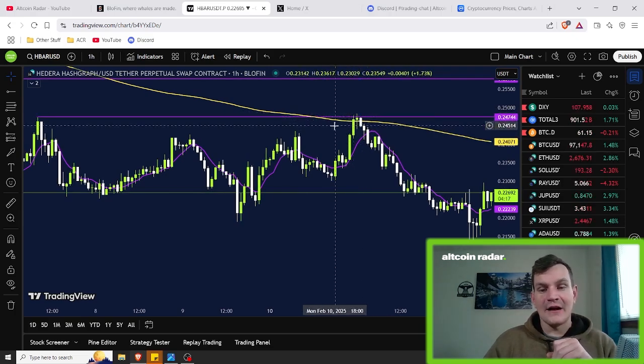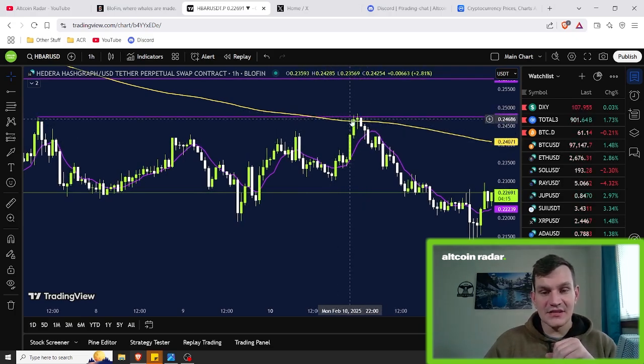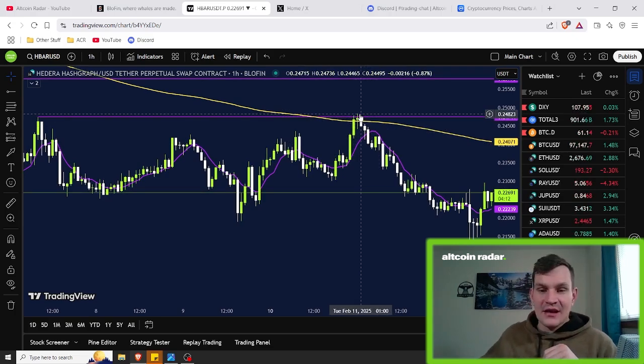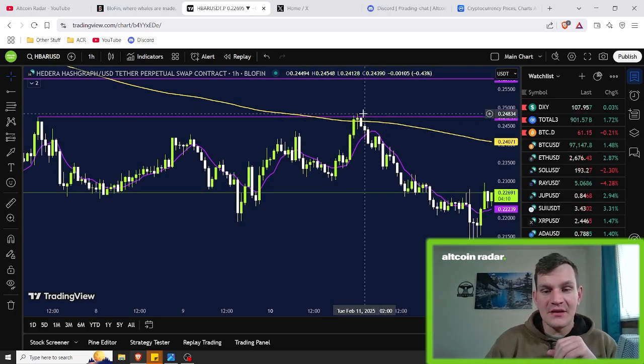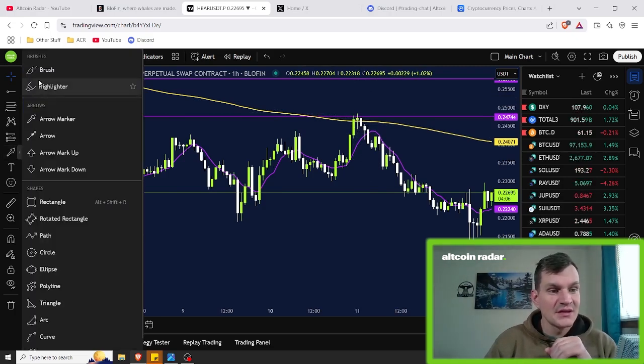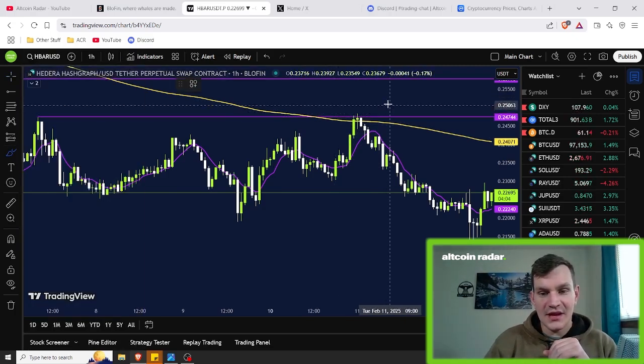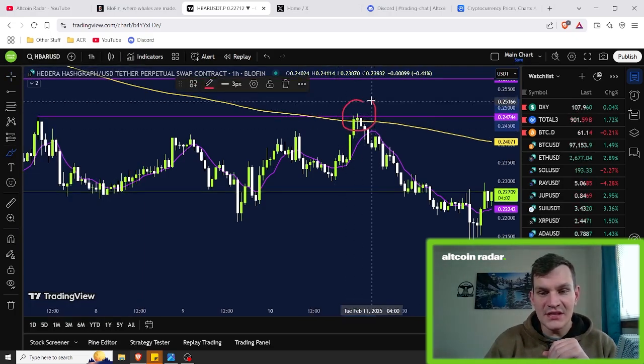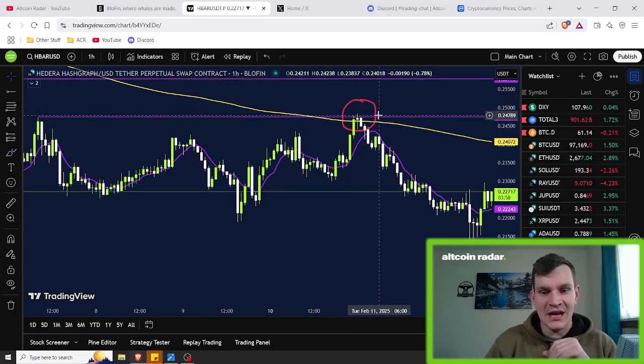And as you can clearly see, once we hit that level, what ended up happening? You can see it in the candlesticks themselves. When we take a look at the actual candlesticks, we can clearly see that we did not have a candle closure above this level.